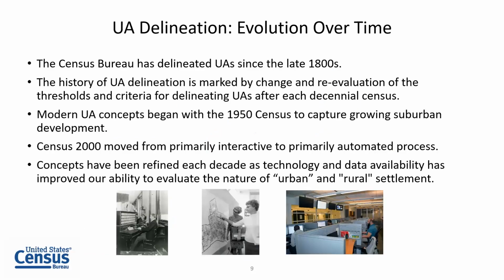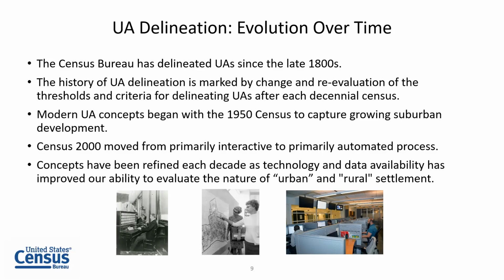So just a little bit of history here about urban area delineation. Urban and rural have been defined by the Census Bureau since the late 1800s. And as you can imagine, there's been a lot of change in that definition and delineation since then. Historically, the delineations have been marked by change and reevaluation of those thresholds and criteria for delineating urban areas, like I mentioned in the last slide.